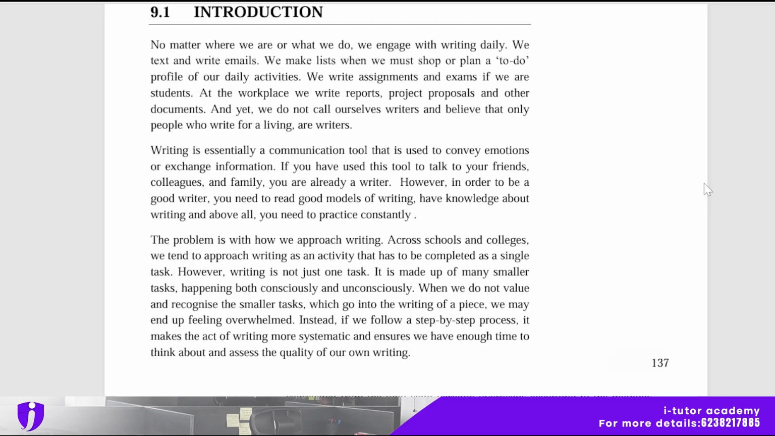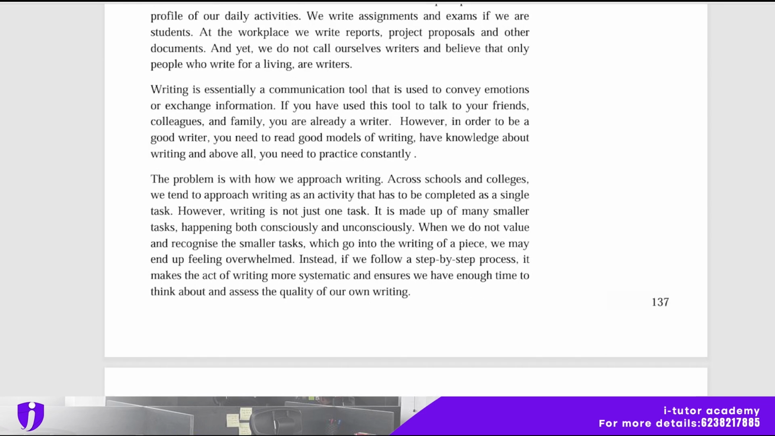No matter where we are or what we do, we engage with writing daily. We text and write emails. We make lists when we must shop or plan a to-do list of our daily activities. We write assignments and exams if we are students. At the workplace, we write reports, projects, proposals and other documents. And yet we do not call ourselves writers and believe that only people who write for a living are writers.